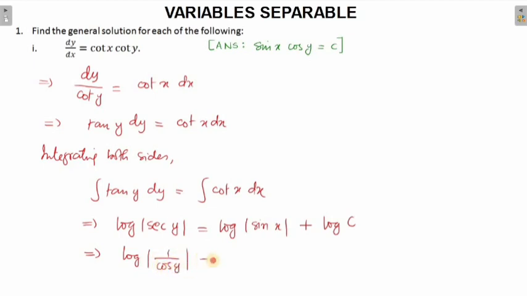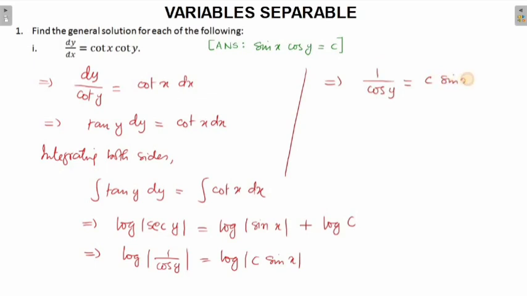Obviously. And you have log a plus log b. Log a plus log b is how much? It is log ab, isn't it? So it becomes c sin x. Okay, now remove log and log from here. What do you get? Let me write it here. So you get from here 1 by cos y is equals to sin x, c sin x.